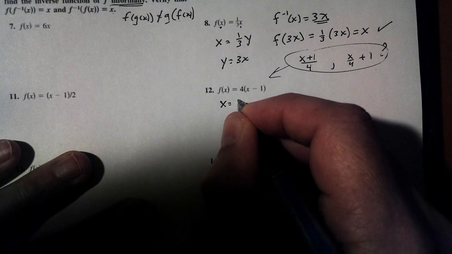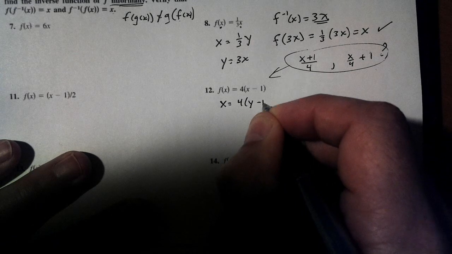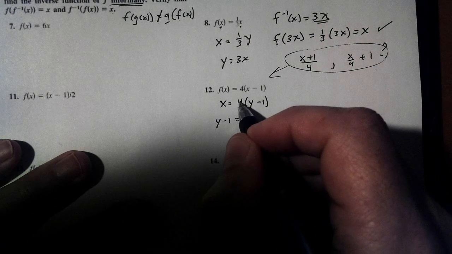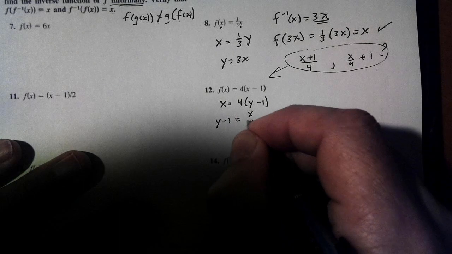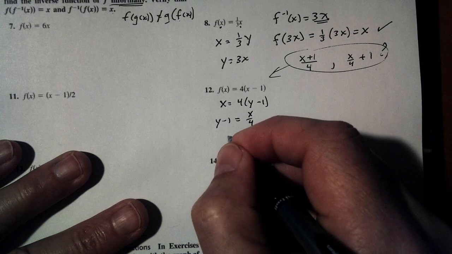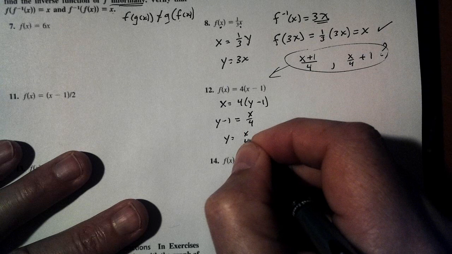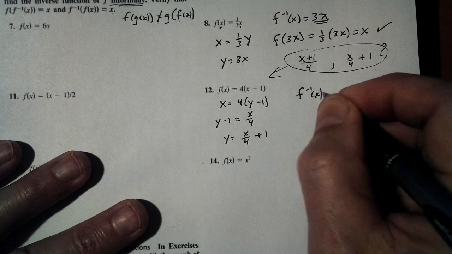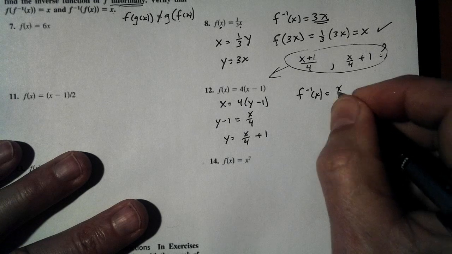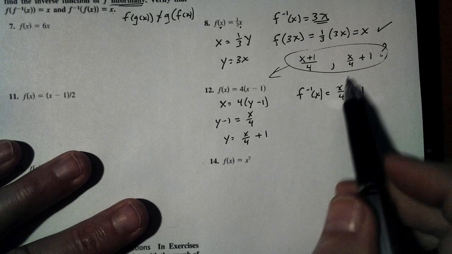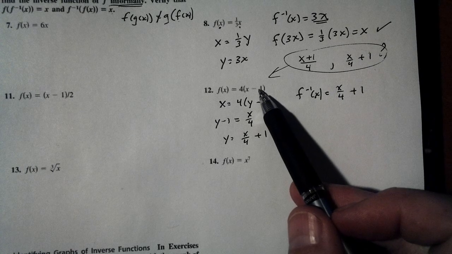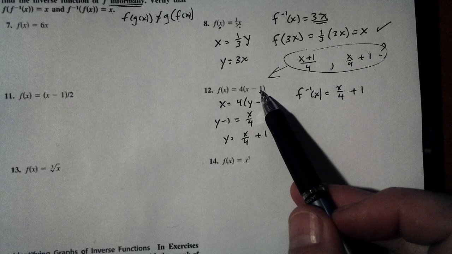x equals 4 times y minus 1. So y minus 1 equals, I'm going to divide away the 4, x over 4. Oh, y equals x over 4 plus 1. f inverse of x equals x over 4 plus 1. So I think you can see the inherent danger in just going ahead with this whole informal process.